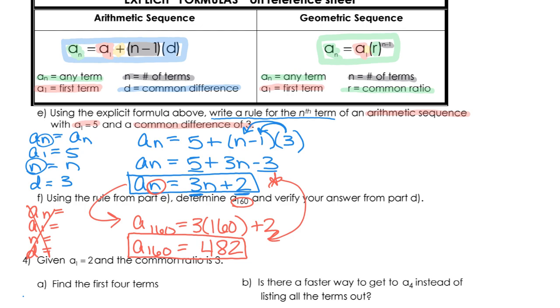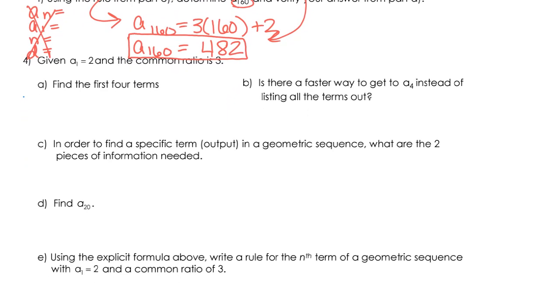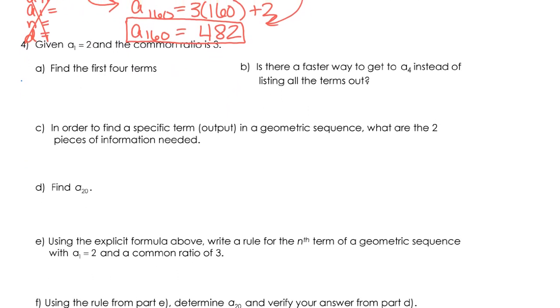All right, let's see what they have for number 4. It says given a sub 1 equals 2, and the common ratio is 3. So notice how they said ratio? That makes this geometric.